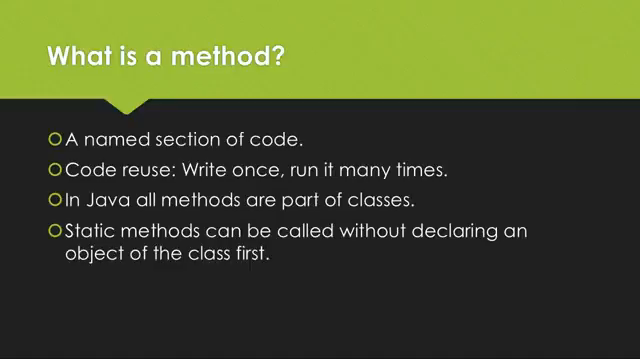First, what is a method? A method is nothing more than a section of code. The code that we write in the method can be reused, so we can write it once and run it as many times as we want. When you run a method, it's called a call. In Java, methods are part of classes, so you cannot create a method unless it's a member of a class. And static methods can be called without declaring the object of the class first. And you've seen this in examples when we use System.out.print, for example.